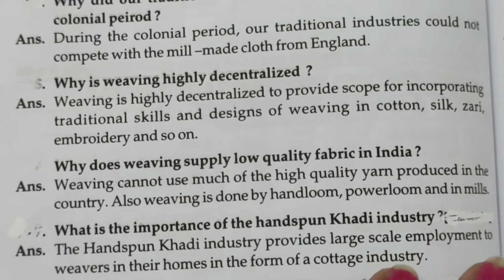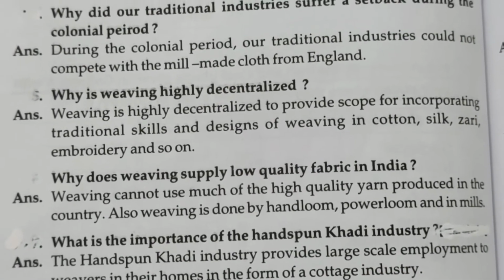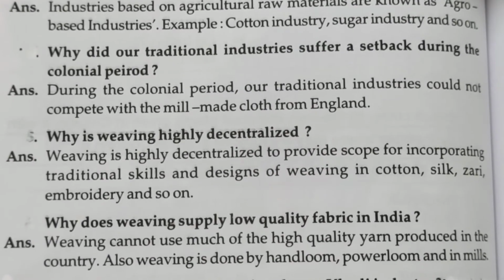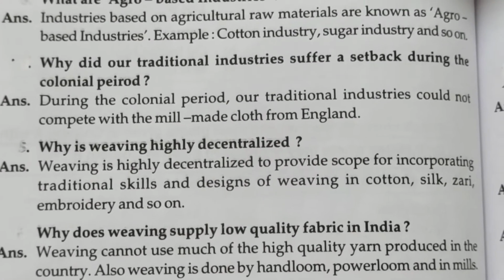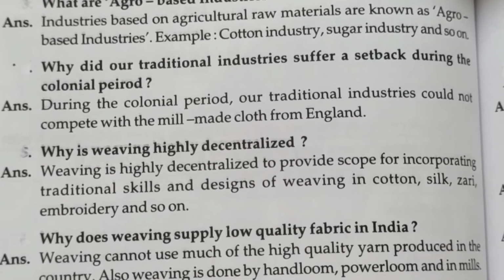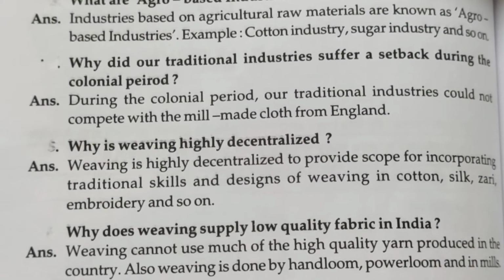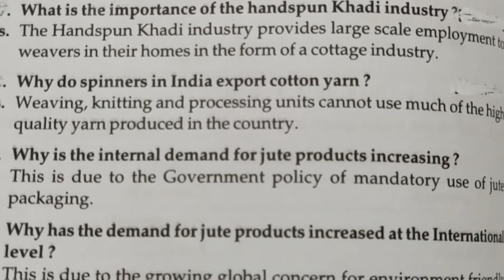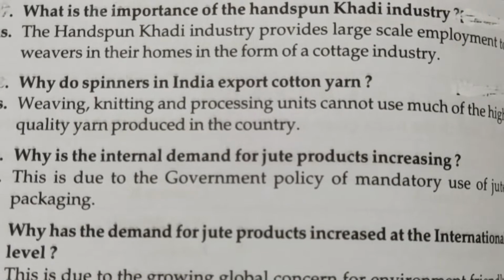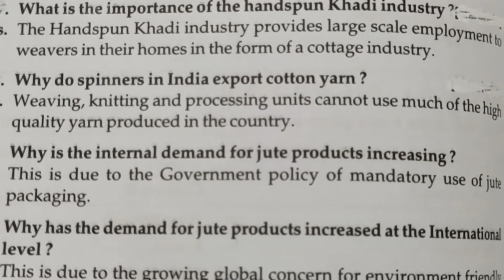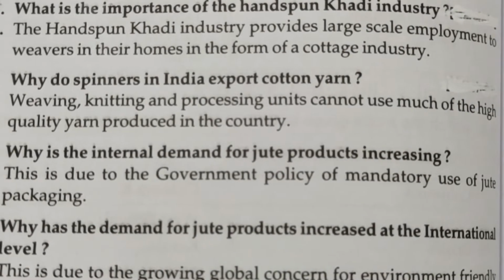Why does weaving supply low quality fabric in India? Weaving cannot use much of the high quality yarn produced in the country. Also, weaving is done by handloom, power looms, and in mills. Why do spinners in India export cotton yarn? Weaving, knitting, and processing units cannot use much of the high quality yarn produced in the country.